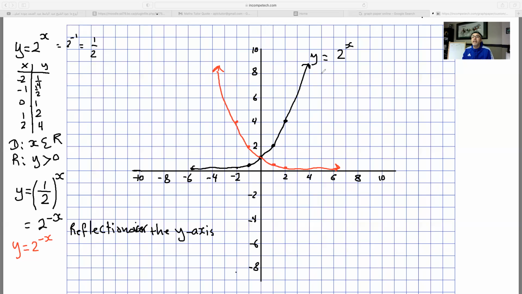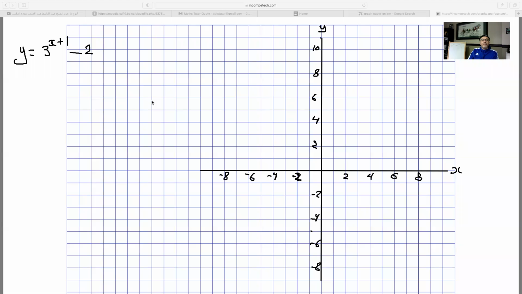I'm going to use transformations to graph it. So here's another graph that involves some transformations. If you're looking at this right here, you want to compare this to y equals 3 to the x. So let's look at the graph y equals 3 to the x. What kind of points are we going to get?